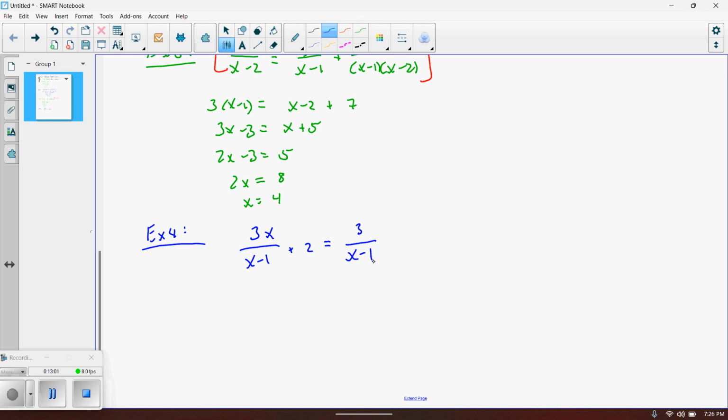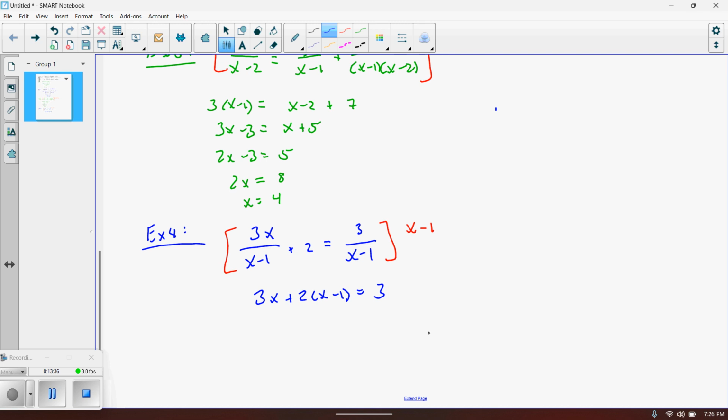Technically, 2 is not written as a fraction. However, you should know that you could write that as 2 over 1, which still indicates that your common denominator is x minus 1. So let's go ahead and multiply through every term, left and right, by x minus 1. Well, doing so eliminates the x minus 1 in the first fraction and leaves us with 3x. Multiplying the 2 times x minus 1 leaves you with just 2 times x minus 1. And then multiplying the 1 on the right just leaves you with 3.